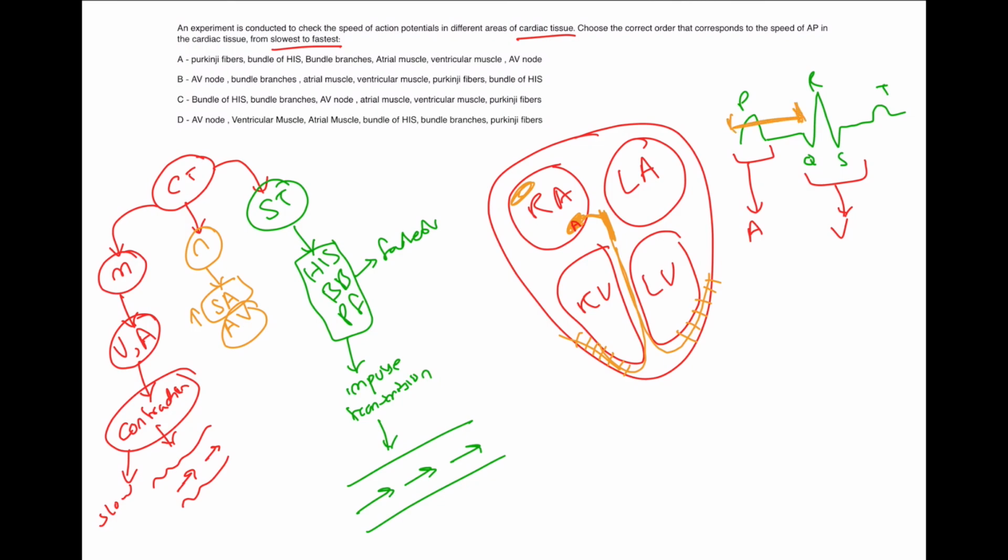This is your PR interval, and this is where the AV node lies. What is the PR interval? It is the time before the ventricles start contracting, aka it is the time before ventricular systole.